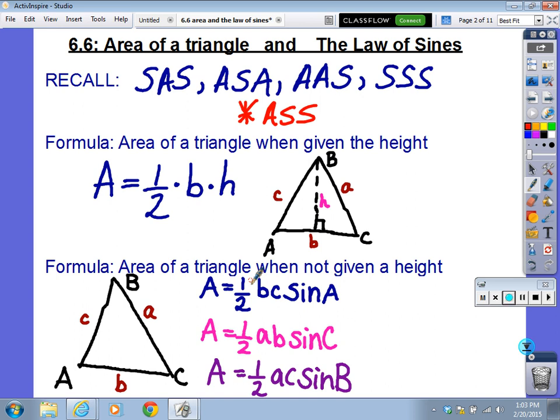Does that make sense? So now looking at my next area, well, it's the same thing, it's just written a little bit differently using the other 2 sides. So we have area is equal to 1/2 times AB.